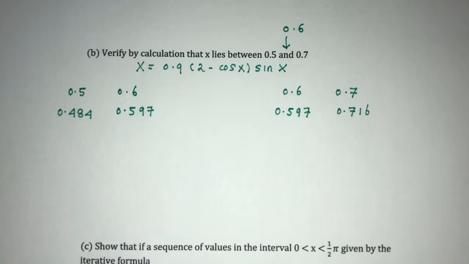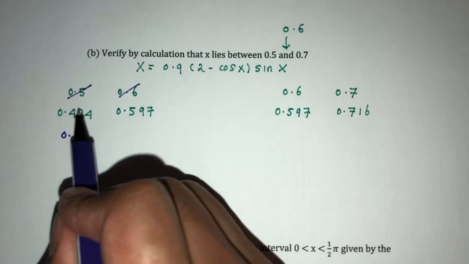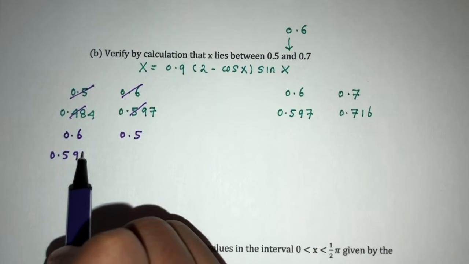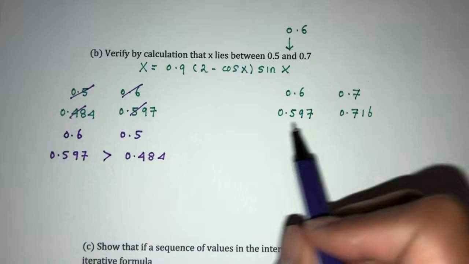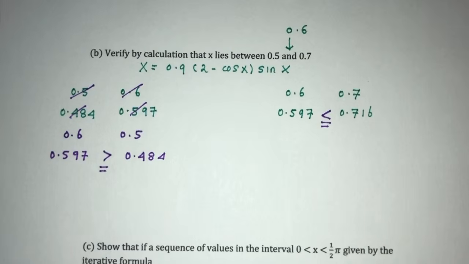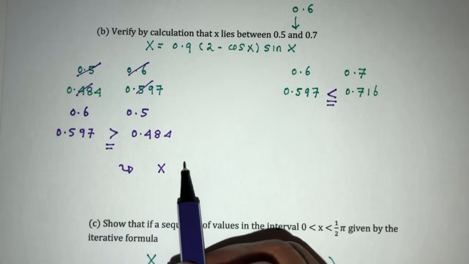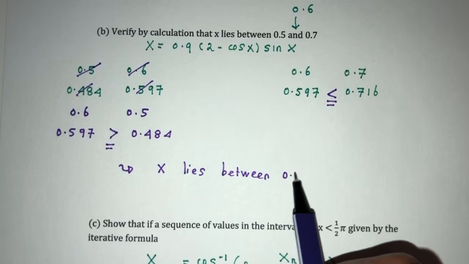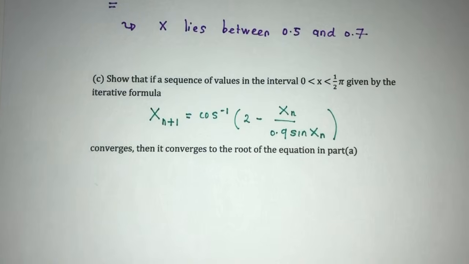As you can see clearly, let me write this down again so we can compare correctly. Here we have 0.5, and 0.6 gives 0.597. Here we have 0.484. As we can see, this is more than this, but this is less than this. So because there's a change in sign, or if you just do the difference as well, you will see there will be a change in sign. We conclude that x lies between 0.5 and 0.7. Okay, so now part C.